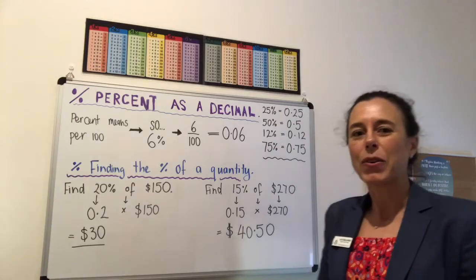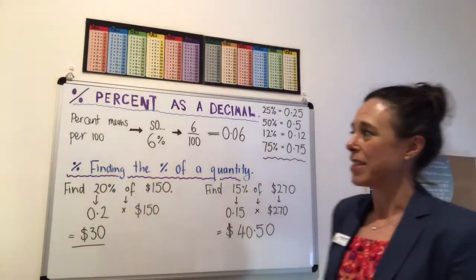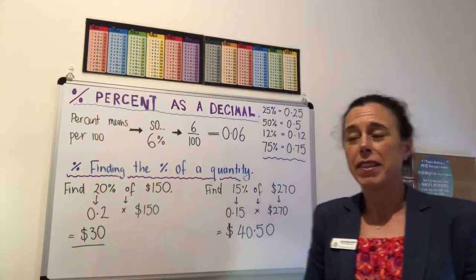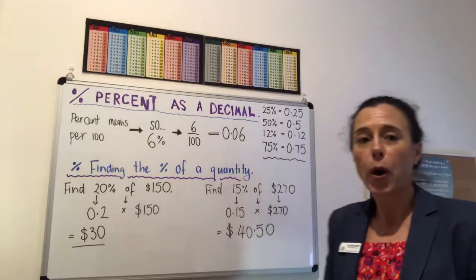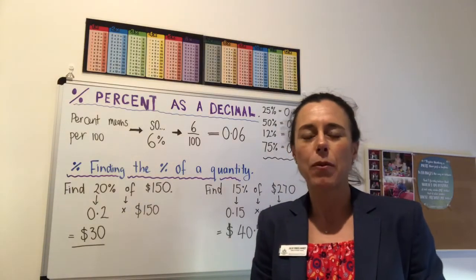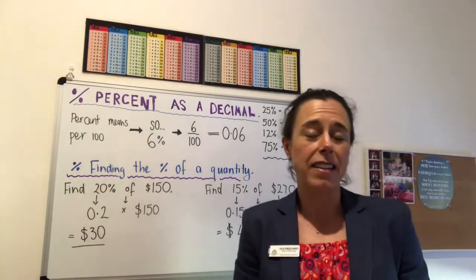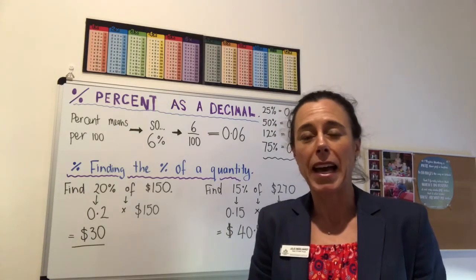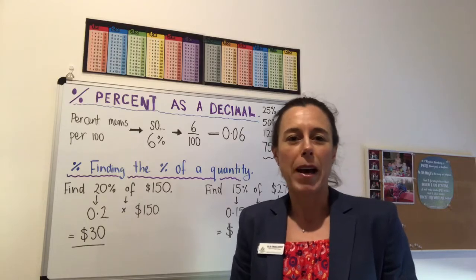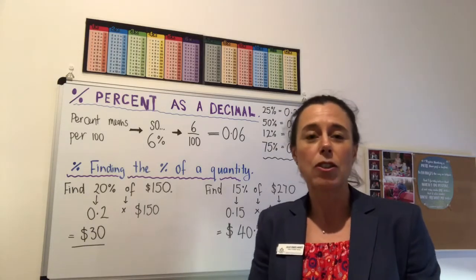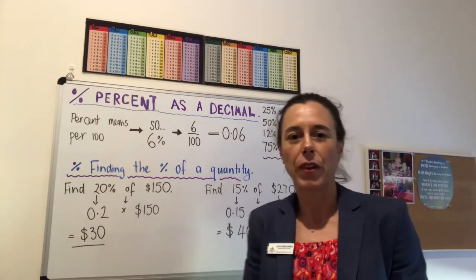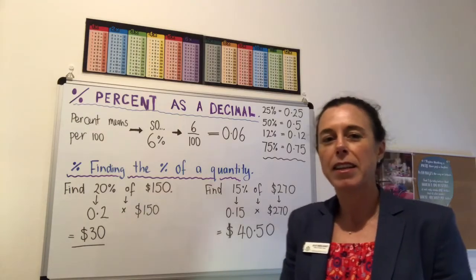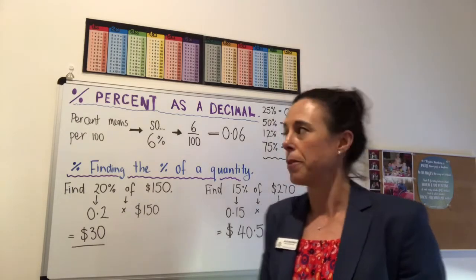Okay, so let's start by looking at percentage as a decimal. So when we're talking about percent, we're actually meaning per 100. So if we say we want 5% discount or we want 5% deposit made, then what we're actually talking about is we're saying we want $5 per $100. Okay, so 5% means 5 per 100.